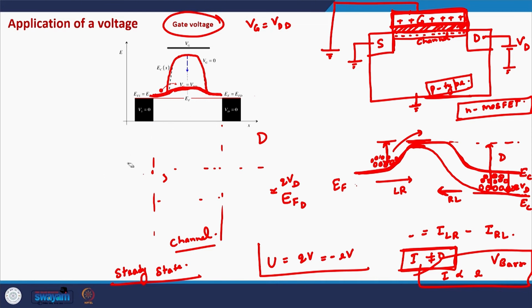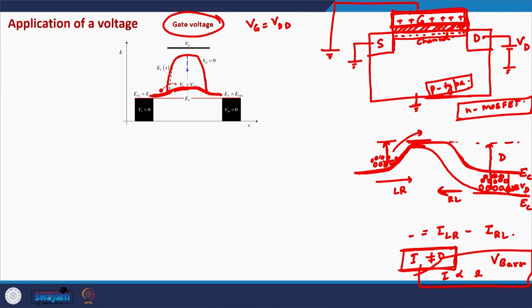And now if the drain voltage is applied, the equilibrium might be disturbed and there might be a net current in the system. If the gate terminal is at 0 volt, then this barrier height is extremely high. So only a very small number of electrons can cross the barrier from the source terminal and go to the drain terminal. So the current is extremely small when Vg is 0 volts.